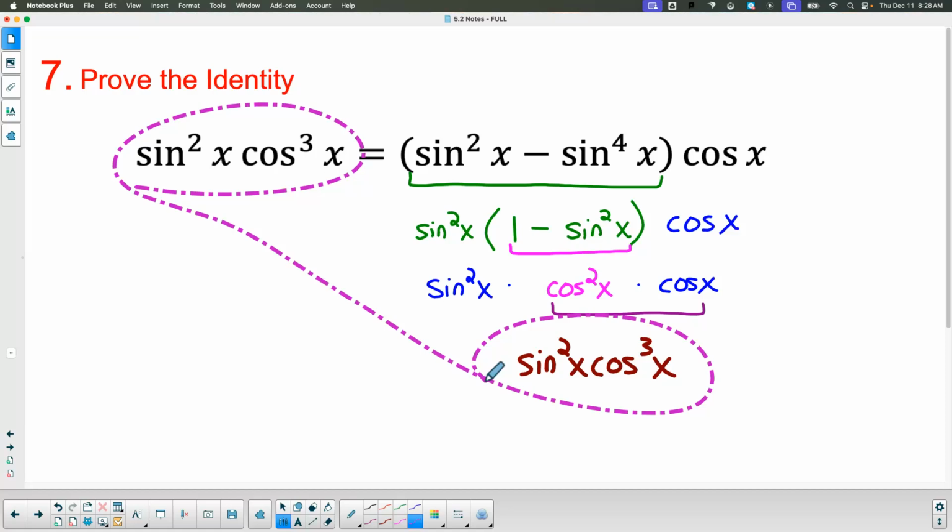Left side, if you would have chosen that one, I would have broken up cosine cubed into cosine squared times cosine, and then changed cosine squared to 1 minus sine squared, and then distributed.